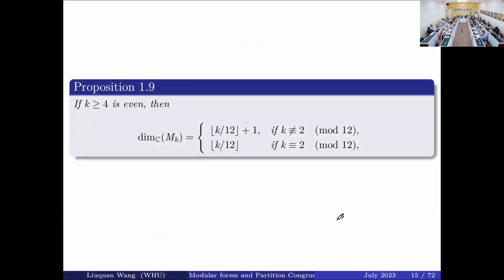Okay, and we can also evaluate the dimension of such a vector space. The dimension of the space M_k is given by these two formulas.